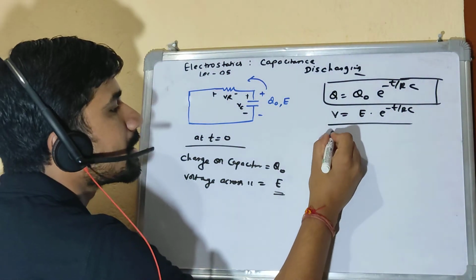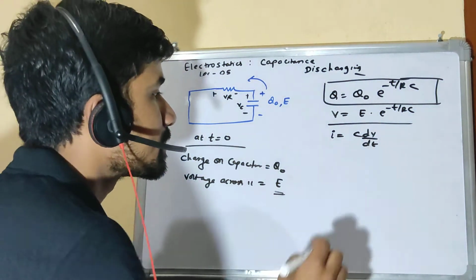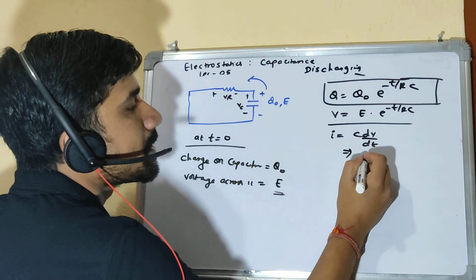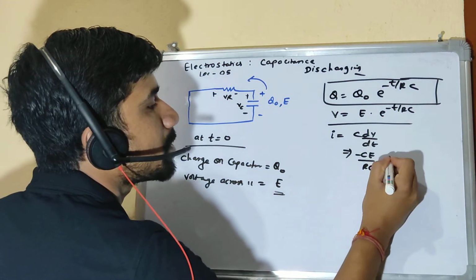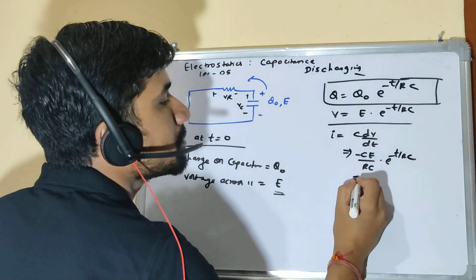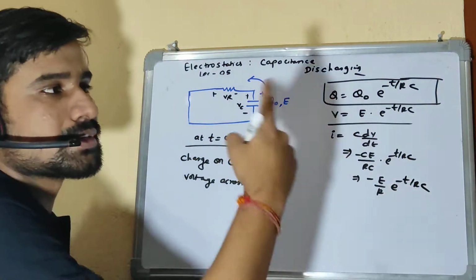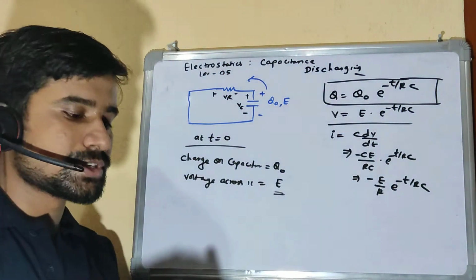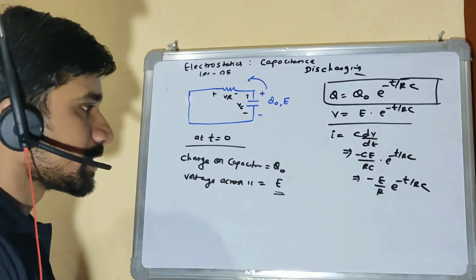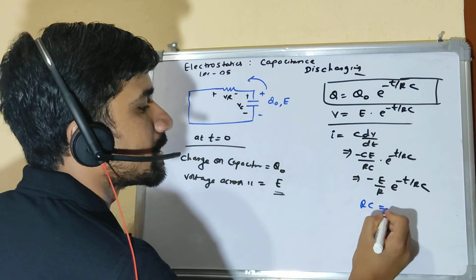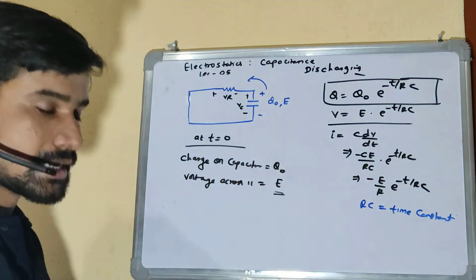If I talk about current, it will look something like this: C into dV by dt. As always, current will look like this. So if I calculate from here, this will become CE into minus 1 by RC into e to the power minus T by RC. This becomes minus of E by R, e to the power minus T by RC. The current is negative because it is now discharging and flowing in the opposite direction, right? One more thing, RC is again the time constant, which is the rate at which it is discharging, right? So RC is the time constant.